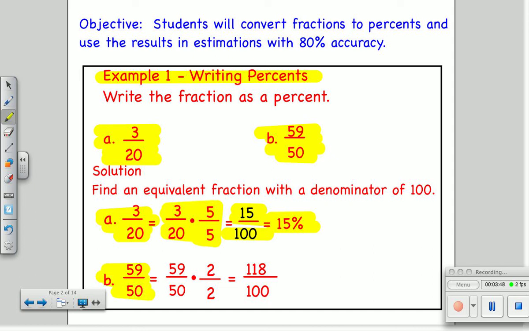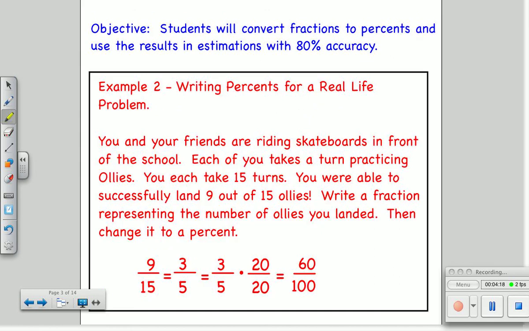Okay? What number can I multiply by 50 to get 100? 2. Since I multiply the denominator by 2, I have to multiply the numerator by 2. So, when you multiply 59 times 2, you get 118. So now that's 118%. And I knew it was going to be more than 100 because I had more than all of it, more than 50. So don't forget that. You're going to need that later on as well.